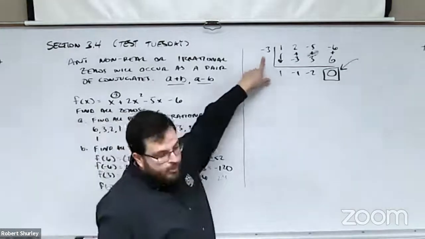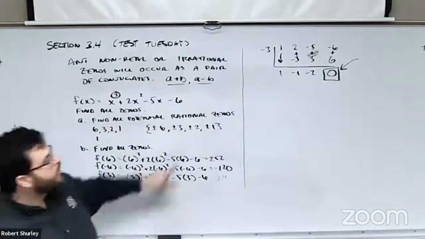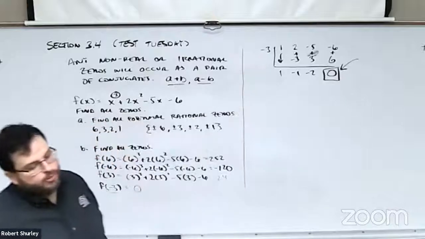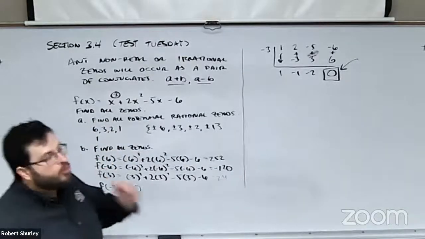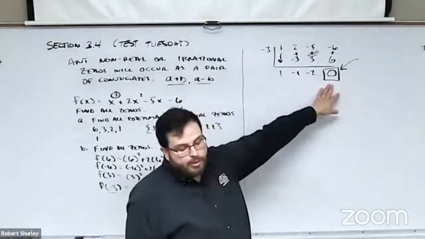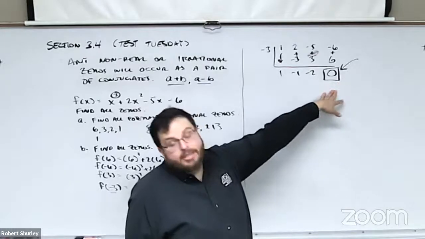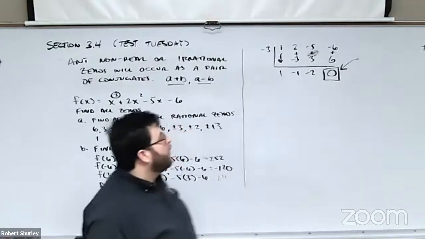Now, we knew that was going to be 0 because we already knew that this -3 that we put right there was a potential 0. We already knew that this was a 0. So if you did not get a 0 here for your remainder, we did something algebraically wrong, okay?